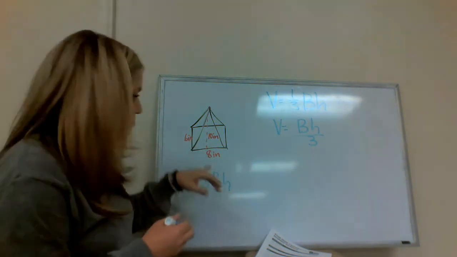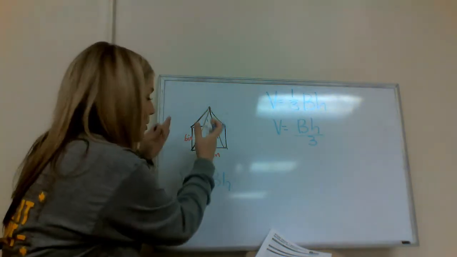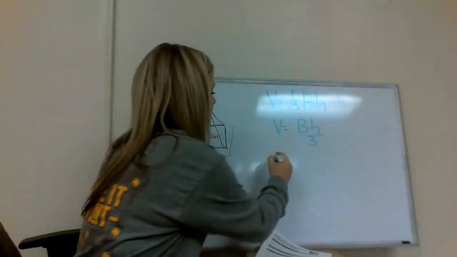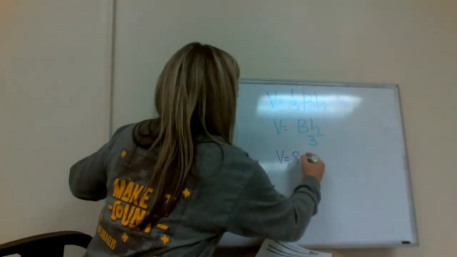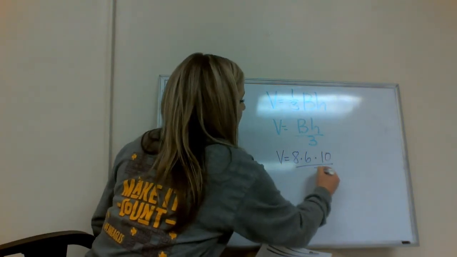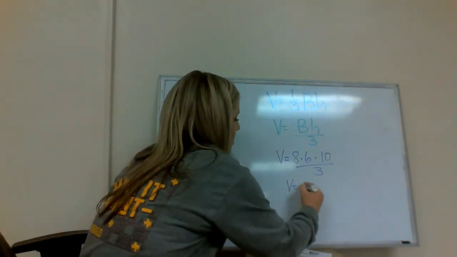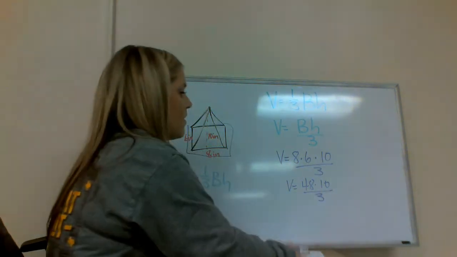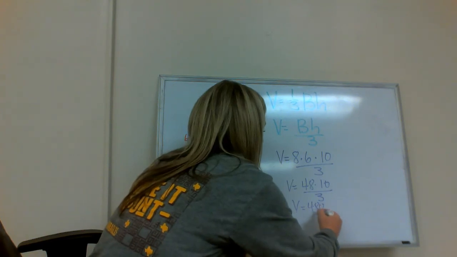All right, we're back. Okay, so my base of this pyramid, it is a rectangular pyramid because the base is a rectangle. So the base is 8 by 6. So 8 times 6, and the height is 10. And we're dividing by 3, okay? So I'm going to do this super easy. I'm going to do 8 times 6, which is 48 times 10. And I'm dividing by 3. 48 times 10 is 480. So 480 divided by 3.